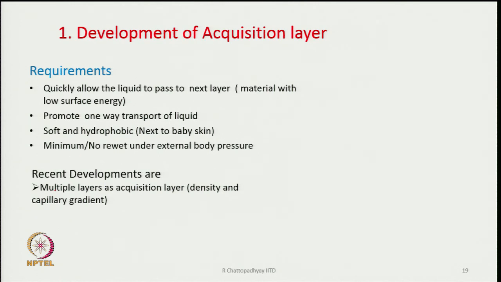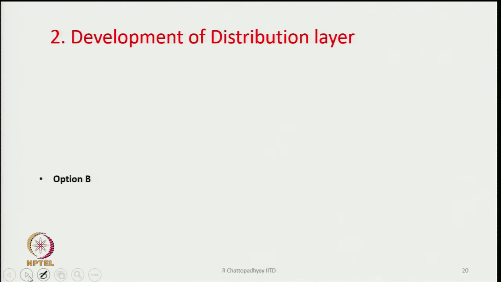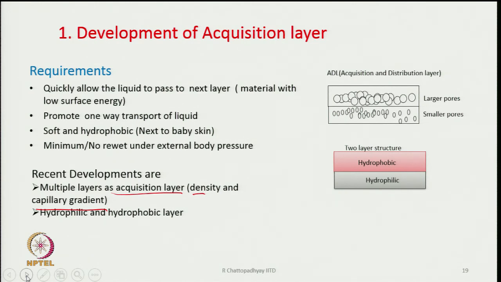Recent developments are therefore multiple layers as the acquisition layer, with density and capillary gradients. That is what has been done. I will show you that you create the acquisition layer in such a way that you have large pores and small pores, that is, you have a gradient, so that you can create a capillary gradient. Through that, the liquid can easily enter from the top. If this is basically the top sheet, people have also developed a fabric where one face is hydrophobic and the other face is hydrophilic, or it could be a thin hydrophobic layer and a hydrophilic layer. This also can be done.